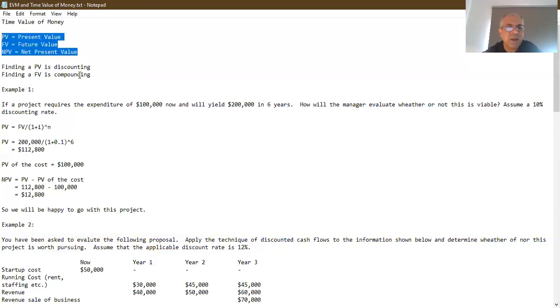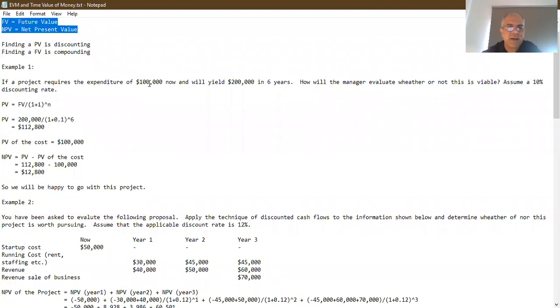So here we have an example where we have a project in front of us and we have to decide whether this will be a viable project and whether we should be pursuing it or not. So example one, for example, if a project requires an expenditure of $100,000 right now, that means that the $100,000 is the present value, and this is an amount of money that is going to go out of your pocket. And let's assume further that this project will give back to us $200,000 in 6 years. Now the question is, how should the project manager evaluate this option, and whether this is a viable option for the project to be pursued or not, right? So question is, should we go after this project or not? So how do we determine that?